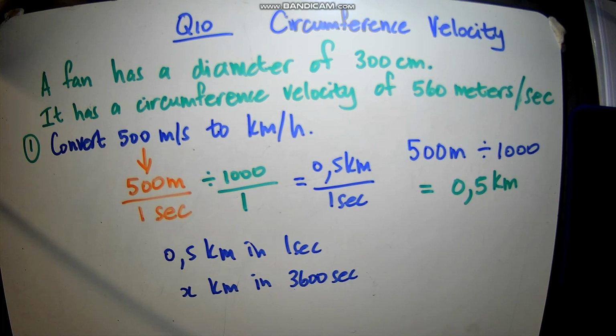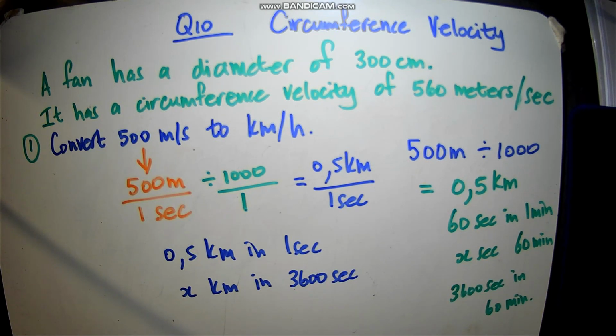Now you have to ask yourself, how many seconds in an hour? It's 3,600 seconds in an hour. There are 60 seconds in 1 minute. Ask yourself, how many seconds are there in 60 minutes? Because 60 minutes is 1 hour. So 60 times 60 is 3,600 seconds in an hour.